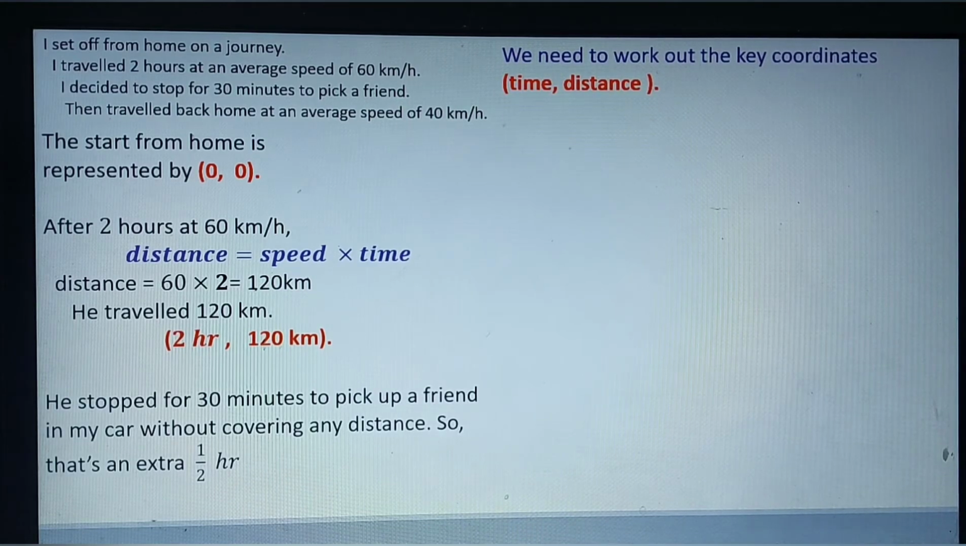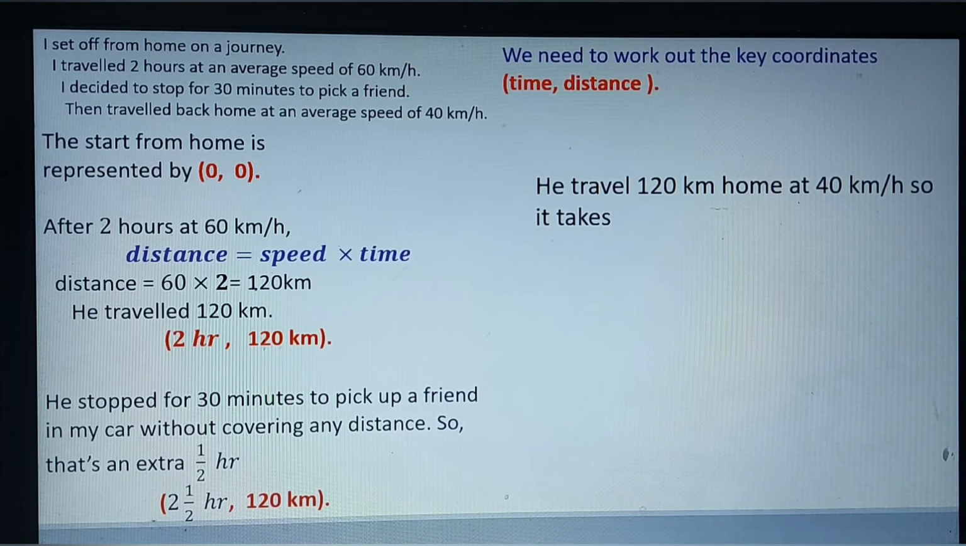Now the next line says it decided to stop for 30 minutes to pick up a friend in his car without covering any distance. So that's an extra half hour, because you need to convert 30 minutes to an hour. So converting 30 minutes will give you half hour. So you need to add the half hour to the previous 2 hours that was covered before. So that is 2 plus half. That will give you 2.5 hours. So the next key coordinate is 2.5 hours and 120 kilometers.